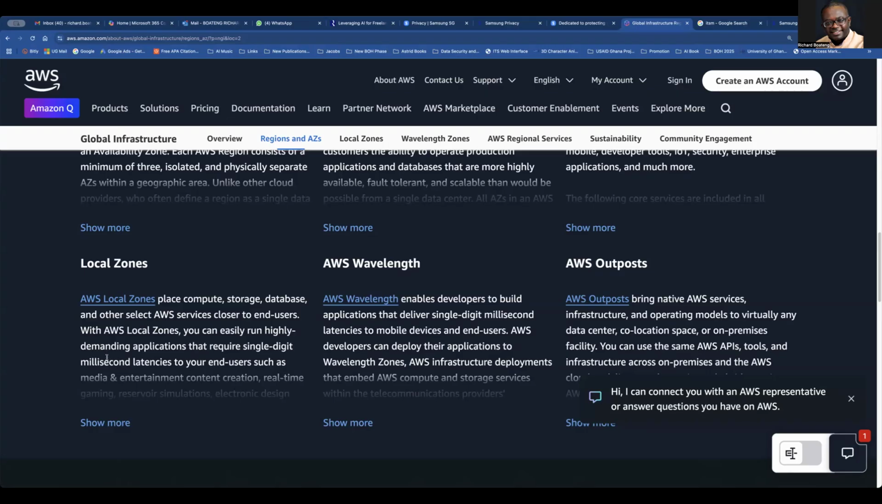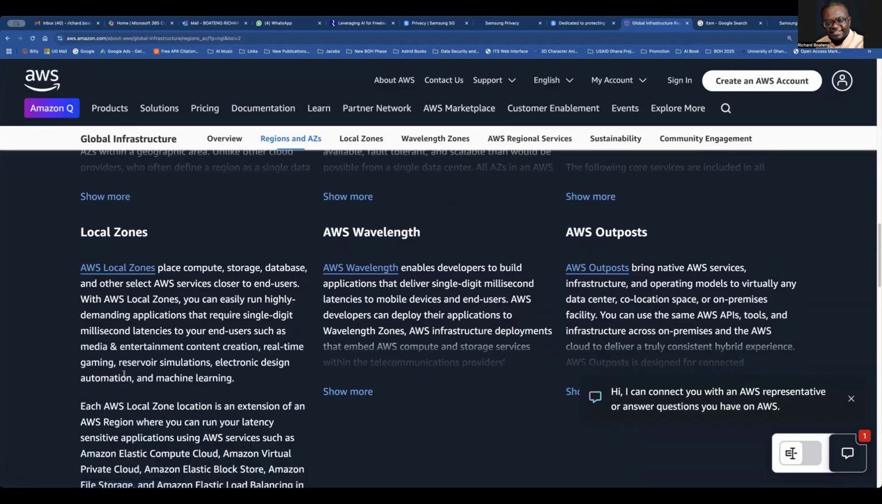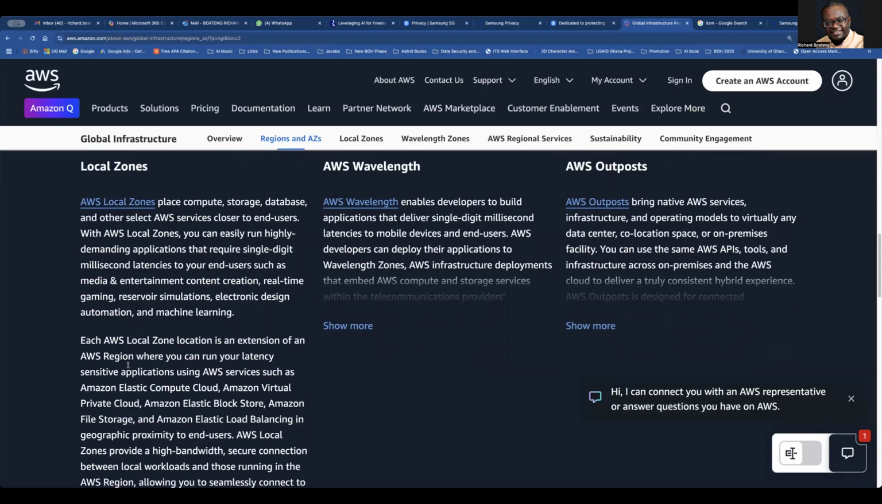Okay. With an AWS local zone, you can easily run highly demanding applications that require single-digit millisecond latency to your end users, such as media and entertainment content creation, real-time gaming, reservoir simulations, electronic design automation, and machine learning. An AWS local zone location is an extension of an AWS region where you can run your latency-sensitive applications. So it's an extension of the service that they give.